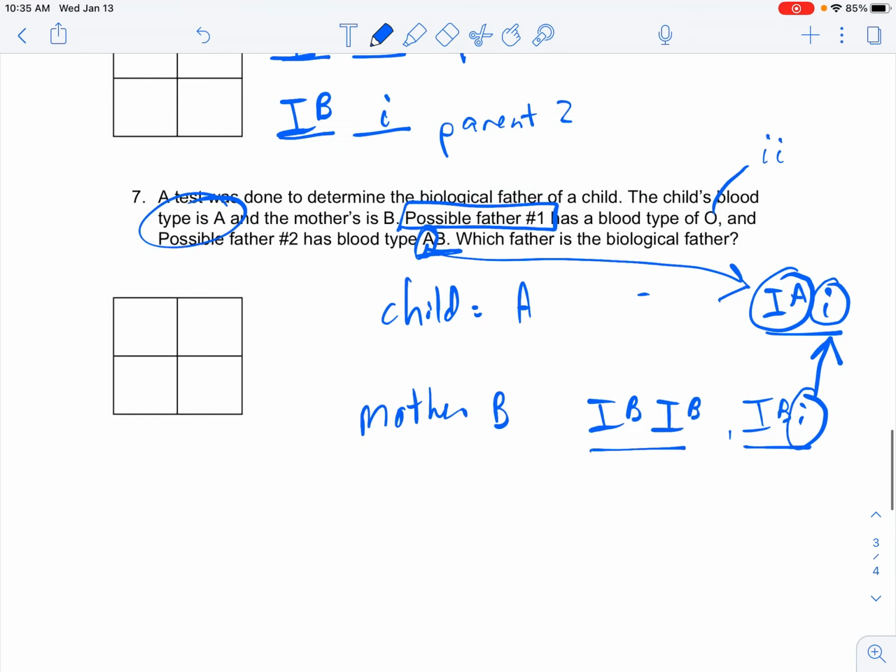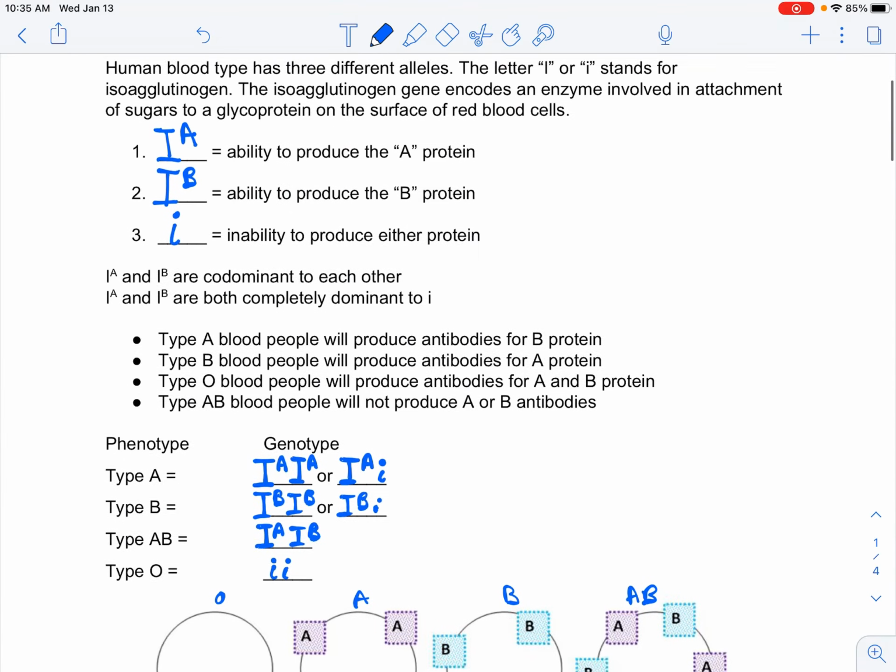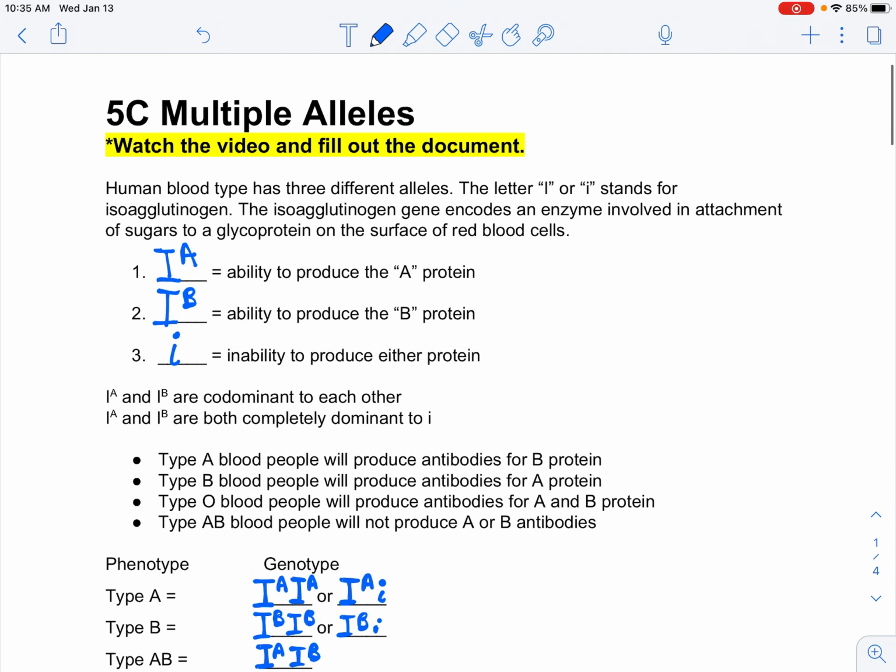Anyway, that was multiple alleles. There's going to be some other examples, like, I know one classic one is chinchilla coat color and stuff like that, where you're looking at more than 2 different coat colors and such.